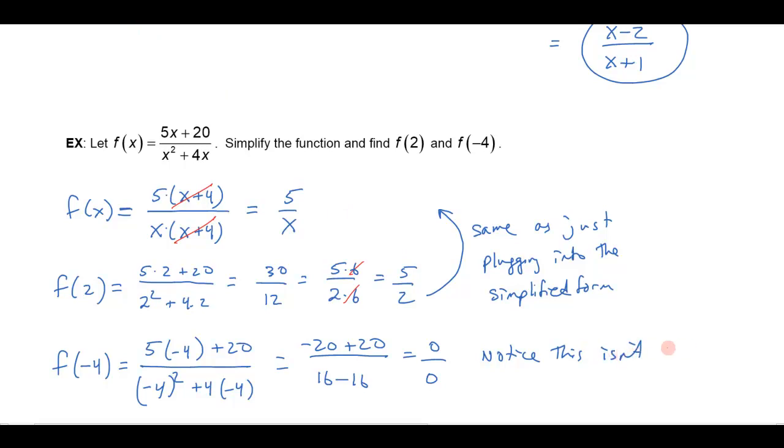So in fact, this isn't the same as when plugged into the simplified form. All right. So these can't be equal, right? What I said was this f of x right here is equal to this. I put these equal signs, and notice that if I plug negative 4 into the original one, I get 0 over 0, and that is definitely not the same as when I plug negative 4 on this side. So these really can't be equal.